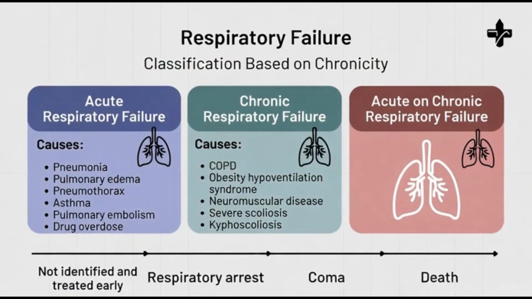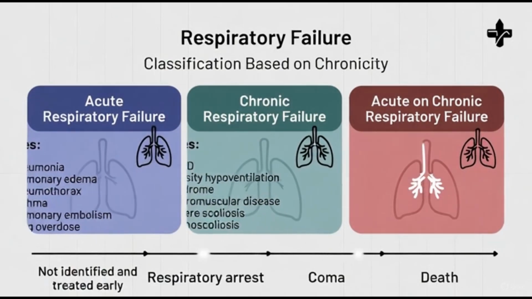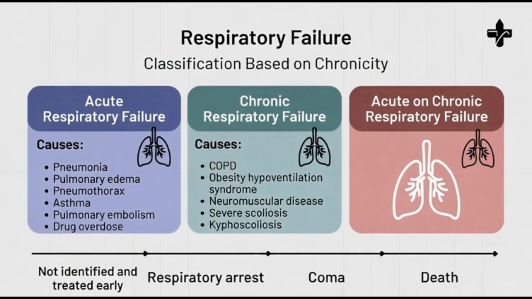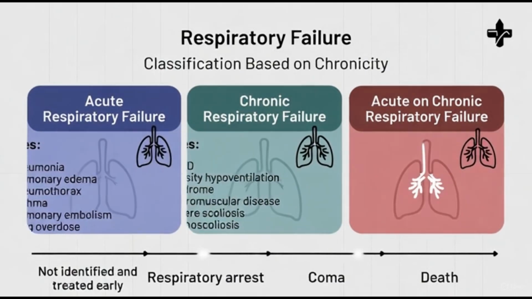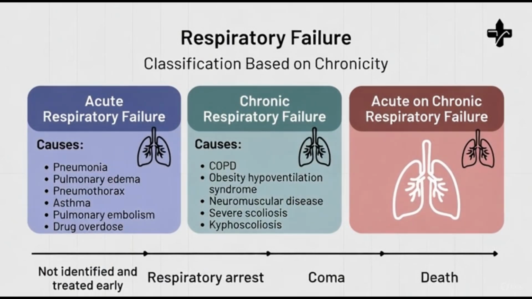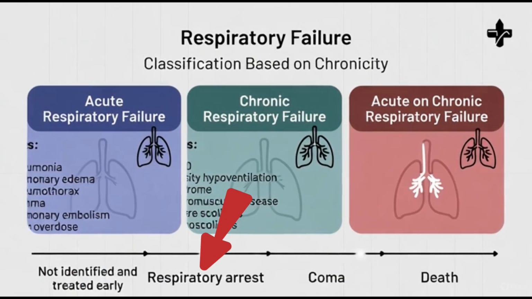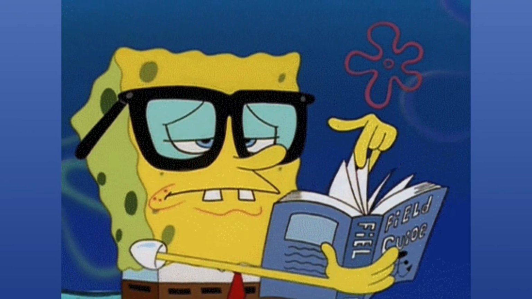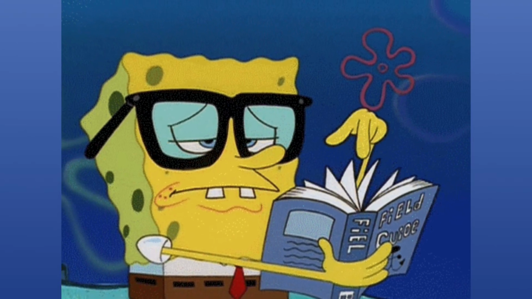Respiratory failure can be classified based on chronicity, that is acute, chronic and acute on chronic respiratory failure. If either type of respiratory failure is not identified and treated early, it will become life-threatening, leading to respiratory arrest, coma and death. The formulas for calculating alveolar arterial gradient and alveolar gas equation are as follows.